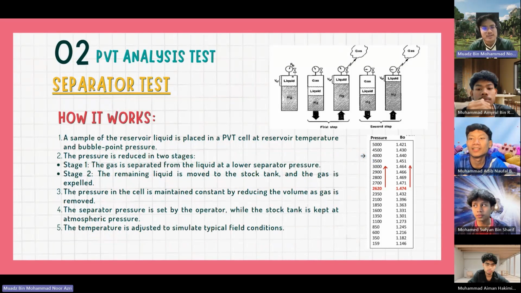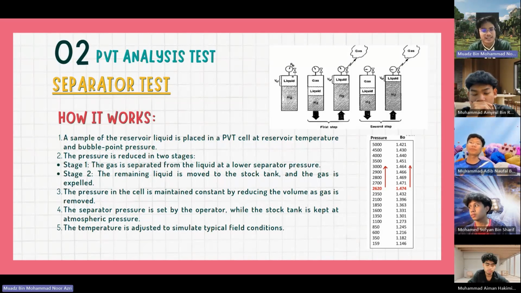The next one is the separator test. How it works is, first of all, a sample of the reservoir liquid is placed in a PVT cell at the reservoir temperature and bubble point pressure. Next, we separate the gas from the liquid at a lower separator pressure, and then the remaining liquid is moved to the stock tank and the gas is expelled.